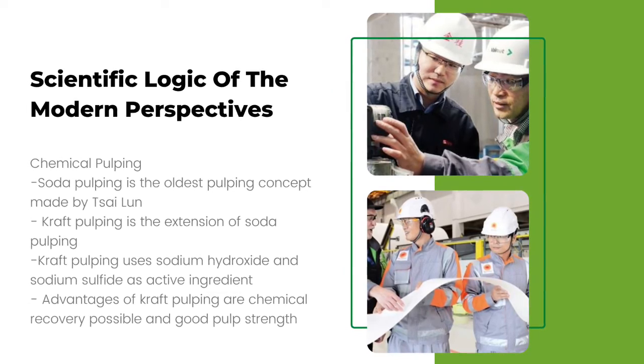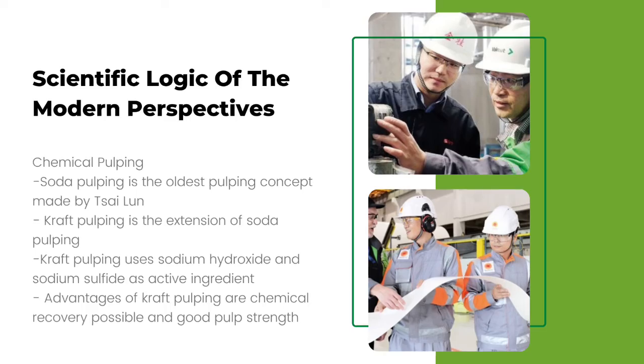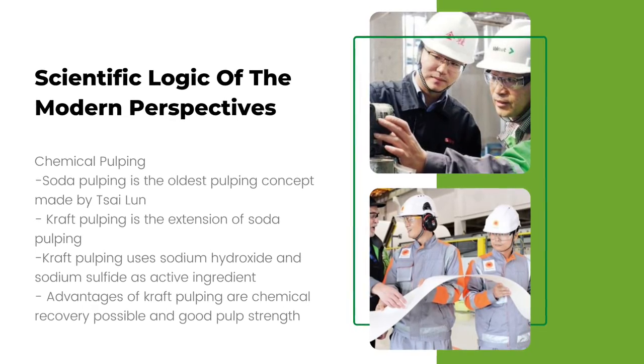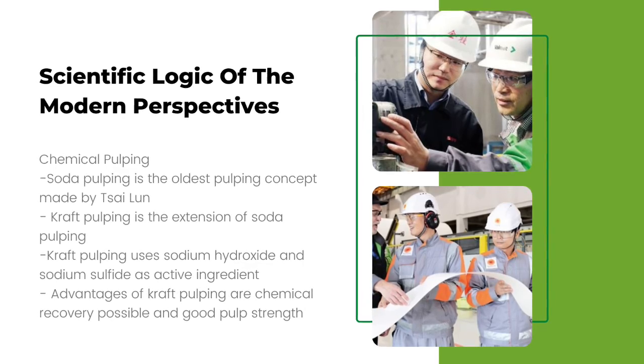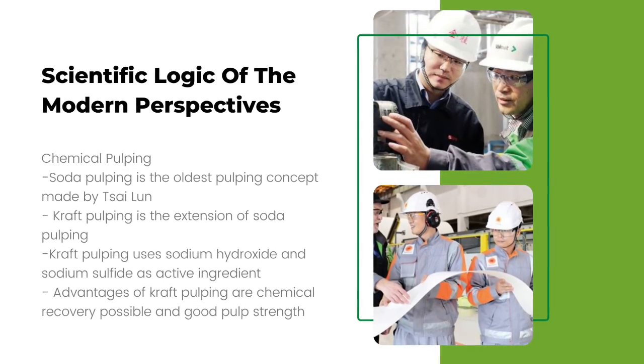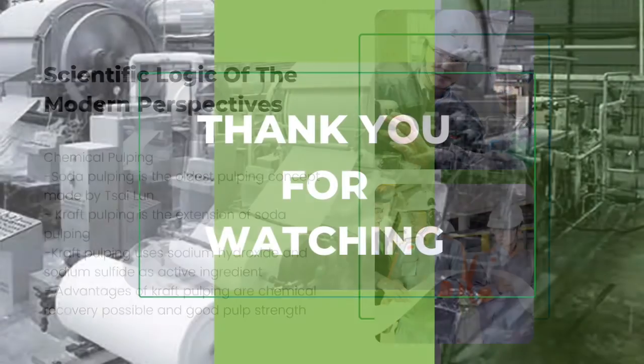Kraft pulping uses sodium hydroxide and sodium sulfide as the active ingredients. Moreover, kraft pulping has some advantages, for example, chemical recovery is possible and good pulp strength.